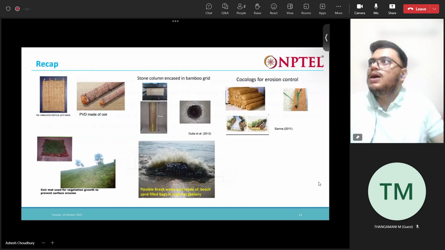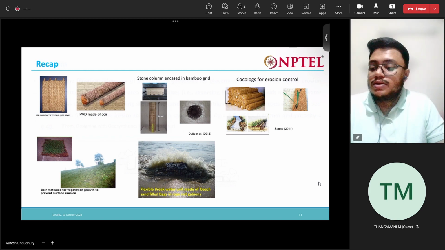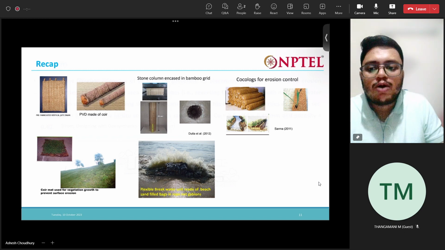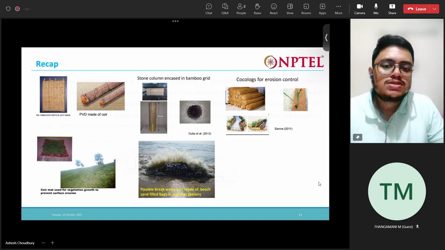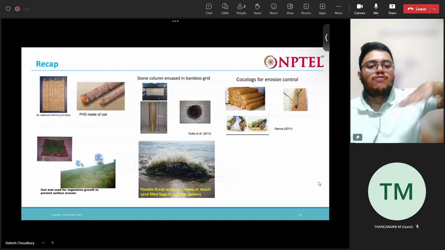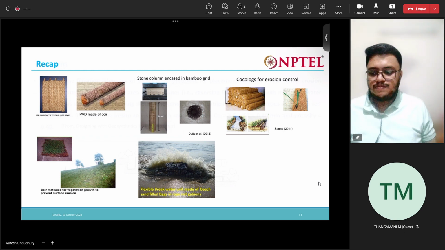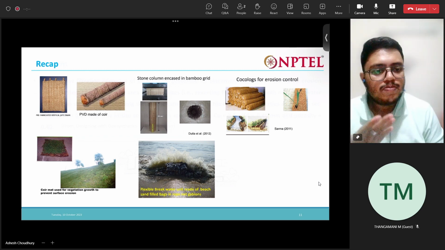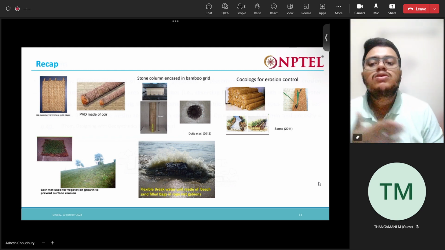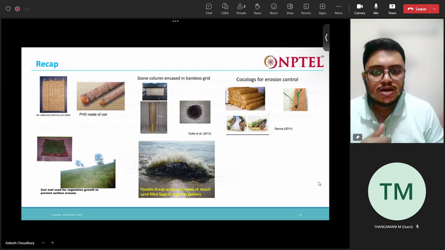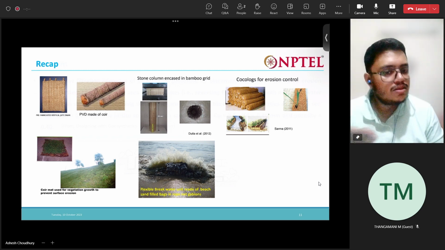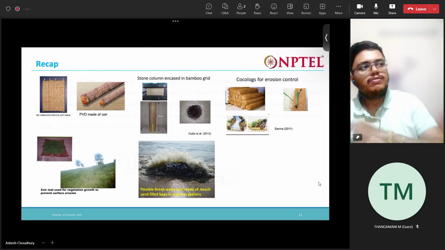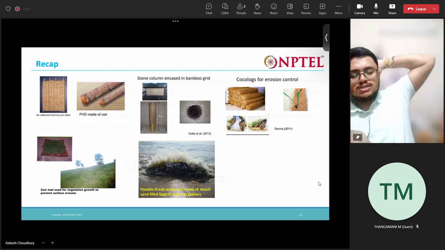Now, as I was saying, for erosion control in a slope, you have a choice. You have to protect the slope to prevent erosion, and there are two options available. One is the use of synthetic geotextile, or you can use natural geotextile. Synthetic geotextiles are made with plastics. What happens when we put that synthetic geotextile?